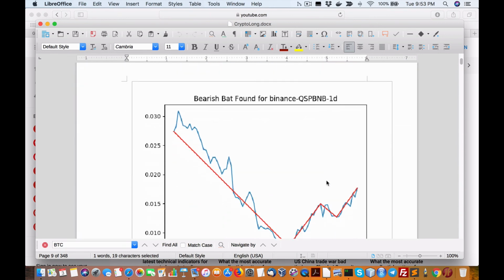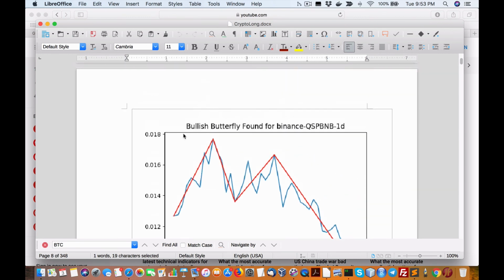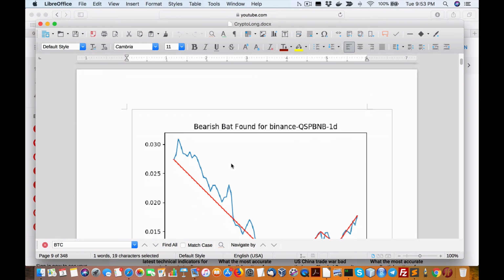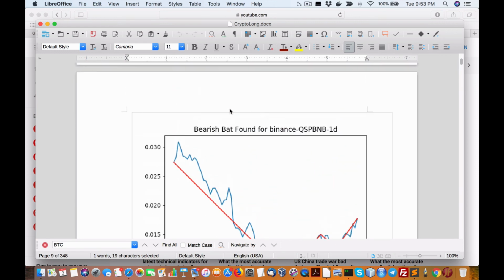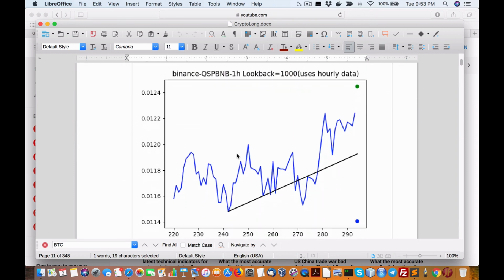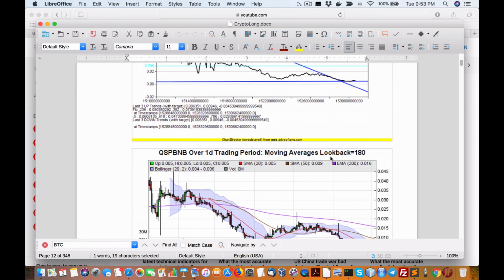But here's the interesting thing, is that we have a bullish bearish found for this particular one, and at the same time we have a bearish bat found. Let's see what we have. So we also have an automated head and shoulder. It did break through the neckline, and we are about halfway to the green dot, which is the expected move.